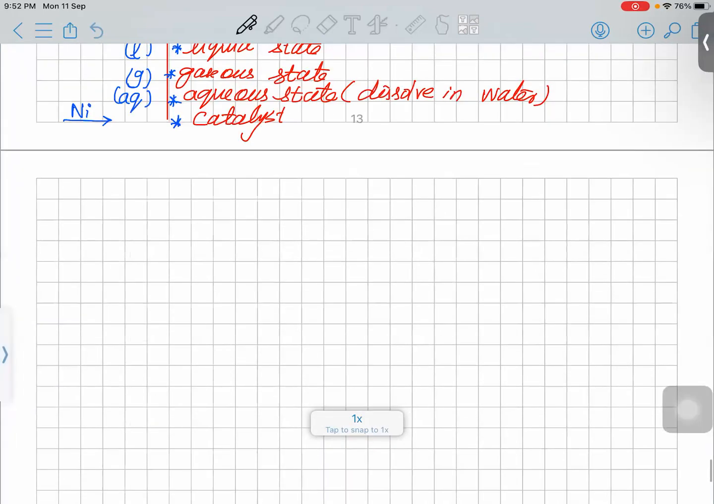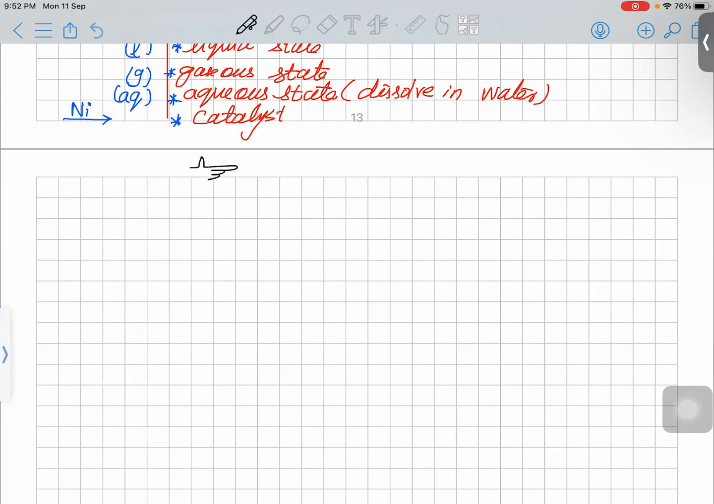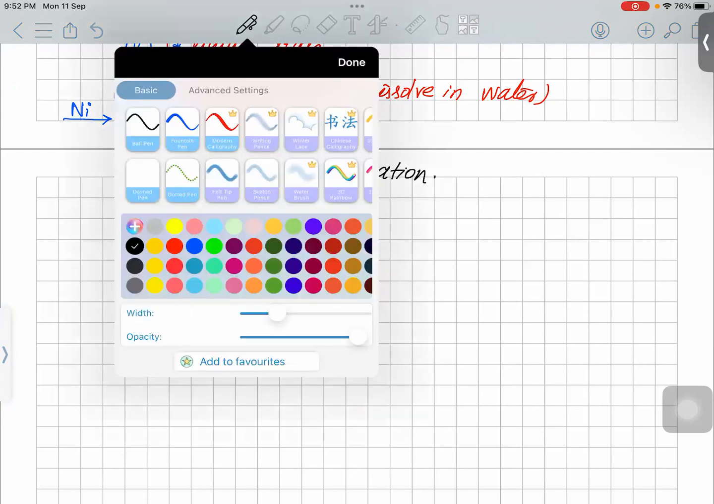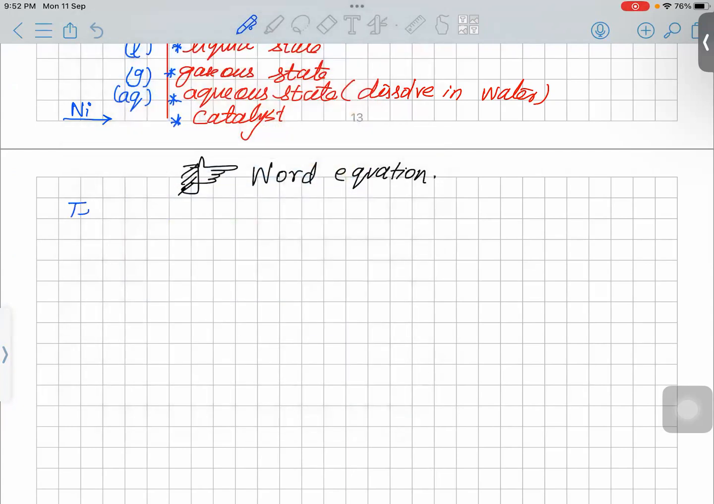Now word equation. For example, tea leaves plus milk plus sugar plus water. Yes, what is the product? Sir, it is tea. So it is equal to tea. This is called word equation.